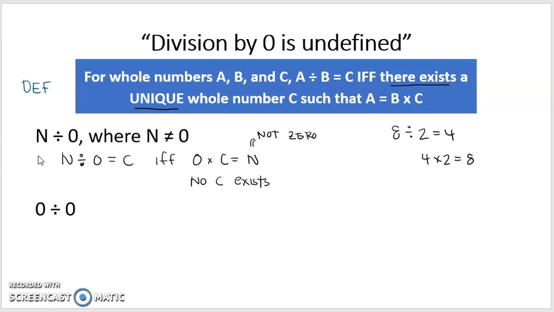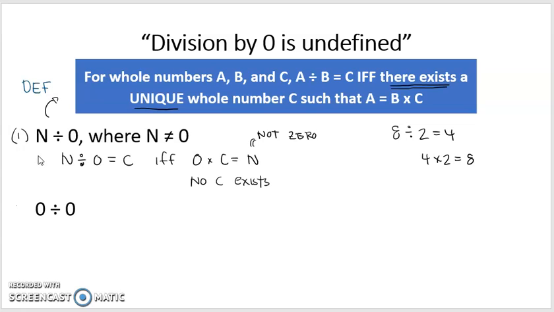In other words, n divided by 0, there does not exist a number that works. So that means that n divided by 0 does not meet this definition, because there does not exist a c such that a equals b times c. There is no c such that n divided by 0 equals c. All right, so that's case 1.